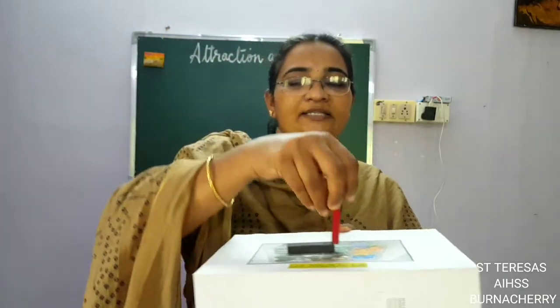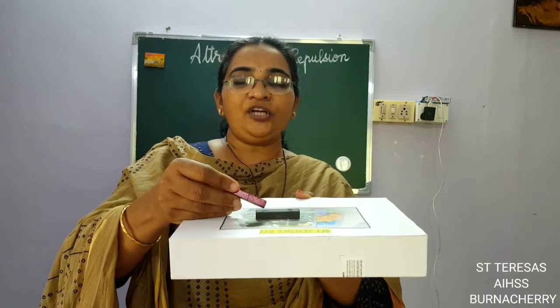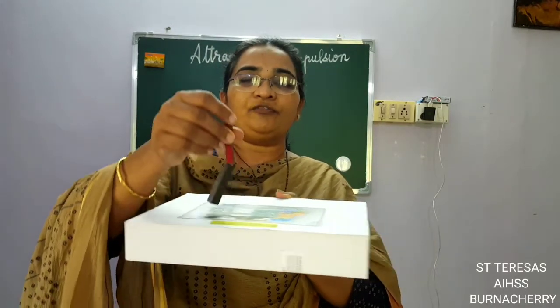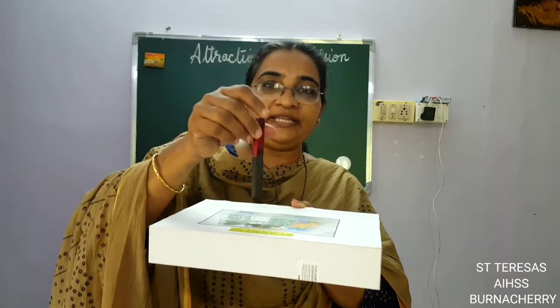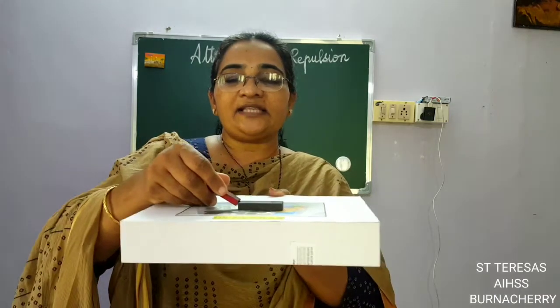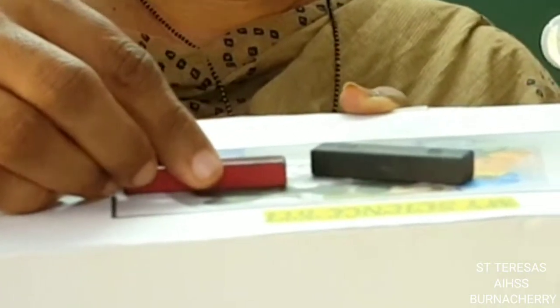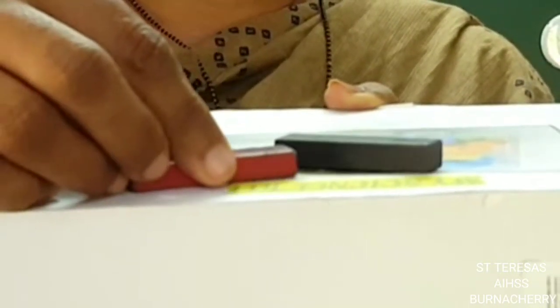So what did we understand from this experiment? We understood that the north pole and the south pole of the magnet attract. That means north and south are called opposite poles. So what did we see here? The opposite poles attract. And what did we see here? The like poles are moving away.